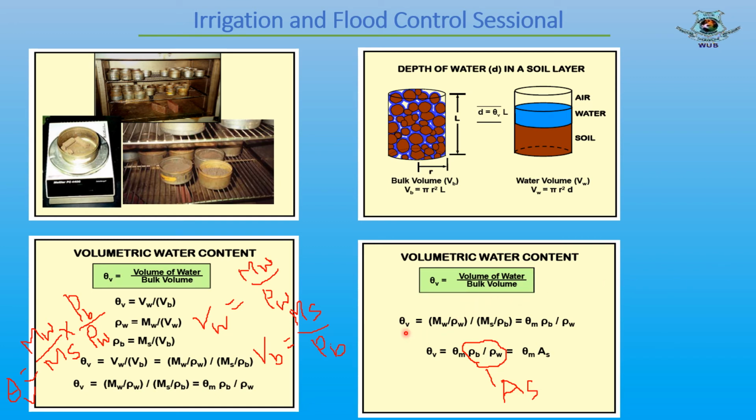Again we know volumetric water content θv is equal to θm into ρb divided by ρw from here. And we know ρb by ρw is equal to apparent specific gravity, which we have seen in the last slide. So finally we can write volumetric water content θv is equal to θm into AS. That means volumetric water content equals mass water content into apparent specific gravity.